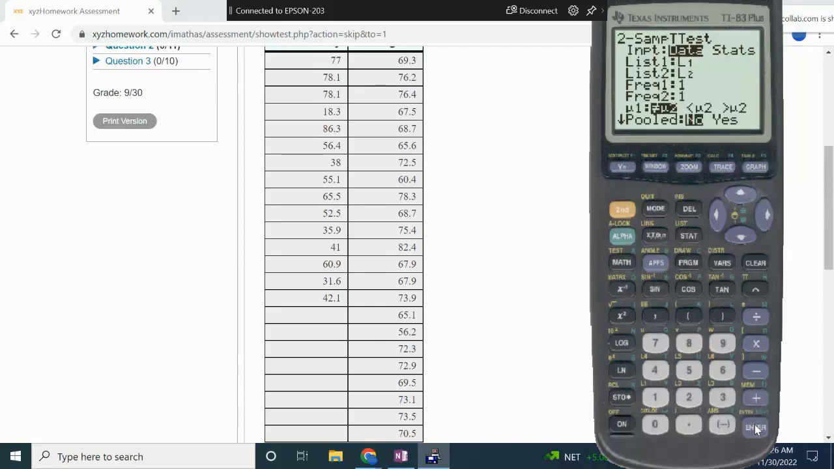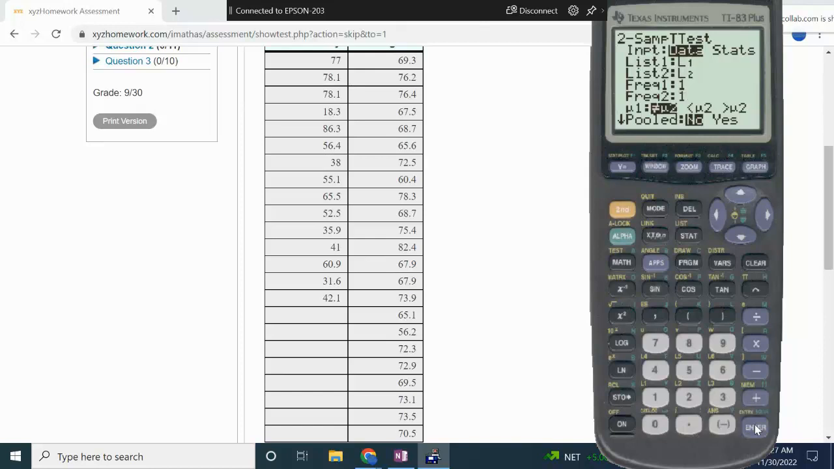So before we had like the mean 1, standard deviation 1, and N1. Here, for list 1, we just put in list 1. Because the calculator is going to calculate the standard deviation, the mean, and all those statistics. For list 2, we have in list 2. So that's similar to X bar 1, SD1, N1, and this is the same as X bar 2, SD2, and N2. Okay, we're going to leave the frequency as 1.